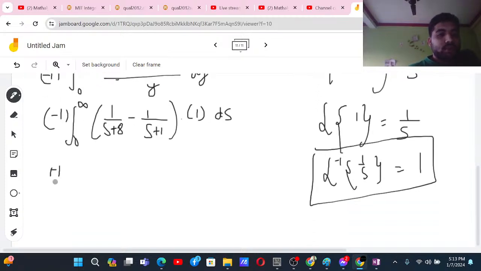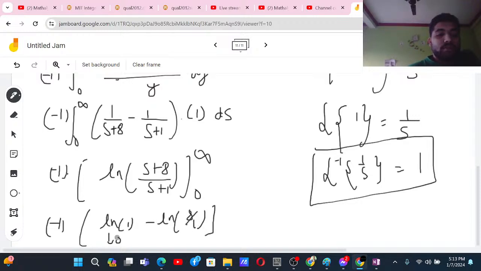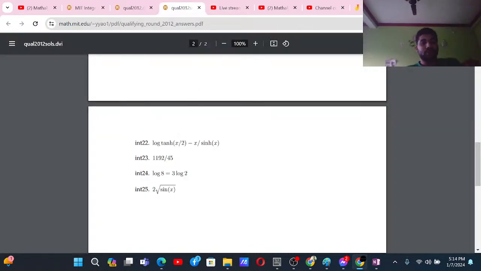Now it's easy. 1 by minus 1, this is ln of s plus 8 by s plus 1, going from 0 to infinity. At infinity both of them are equal, so we will have ln 1, and at 0 we will have ln 8 by 1. So ln 1 is 0, minus multiplies, and the answer is ln 8. That's the answer, which is 3 ln 2.